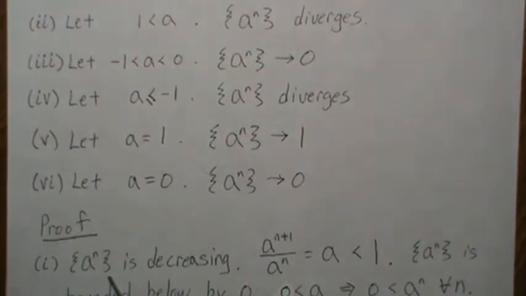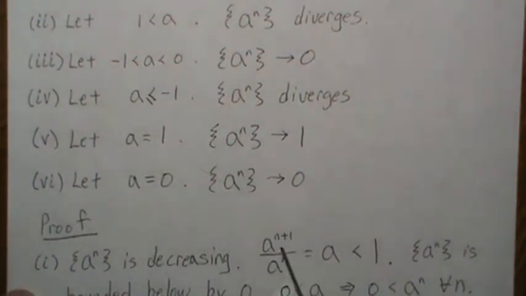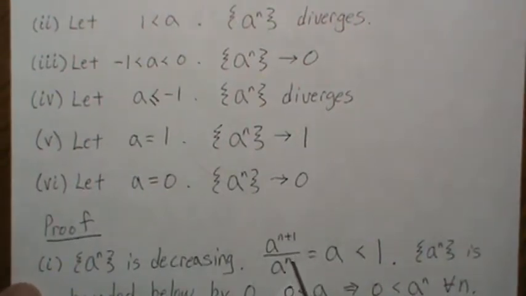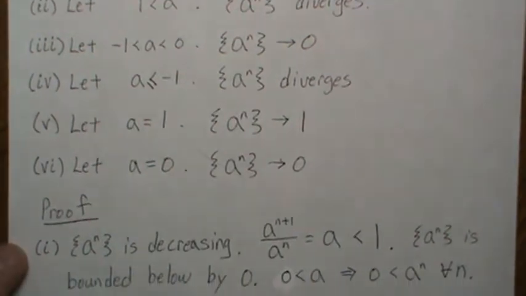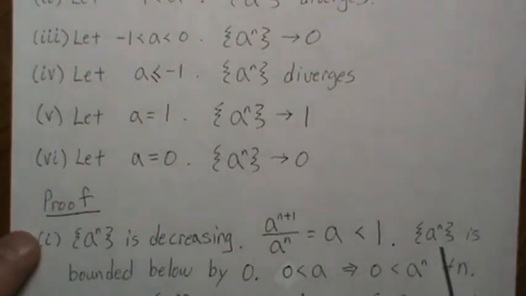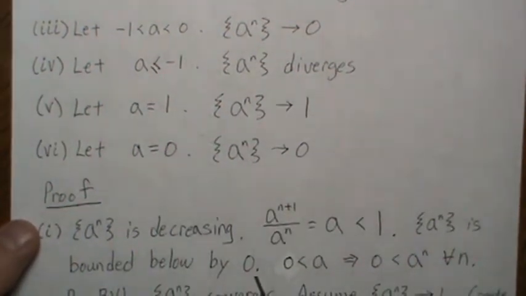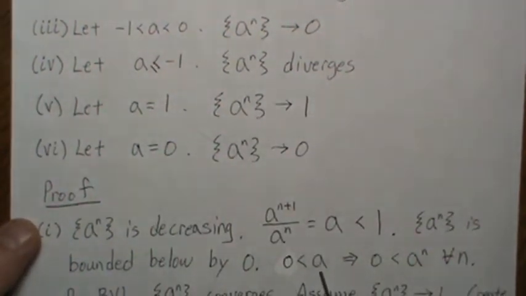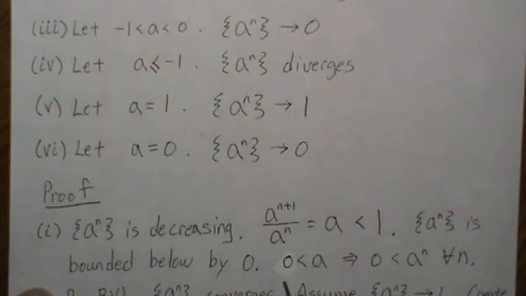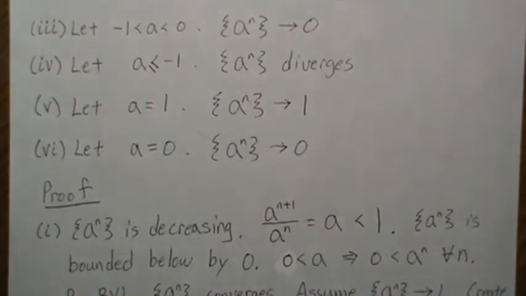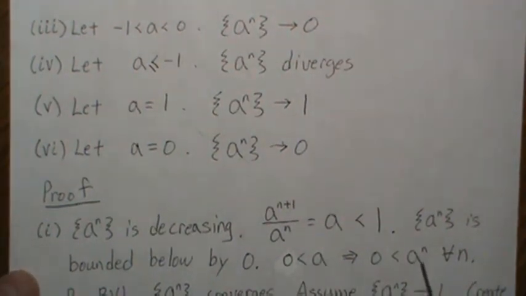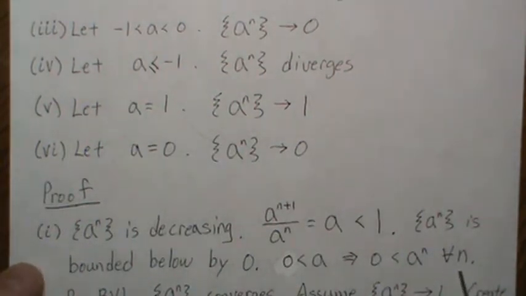First we want to show it's a decreasing sequence, and we do that by the ratio. We look at the ratio of the terms, and this is just equal to A, but we said A was between 0 and 1, so it's less than 1. So this is a decreasing sequence. This sequence is bounded below by 0, and you can see that because A has to be greater than 0. Then if we multiply both sides by A, we get that A squared is bigger than 0. And we can do that for all n, so for all n, it's strictly greater than 0.